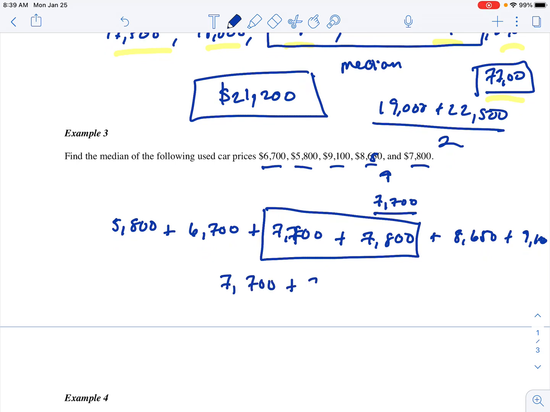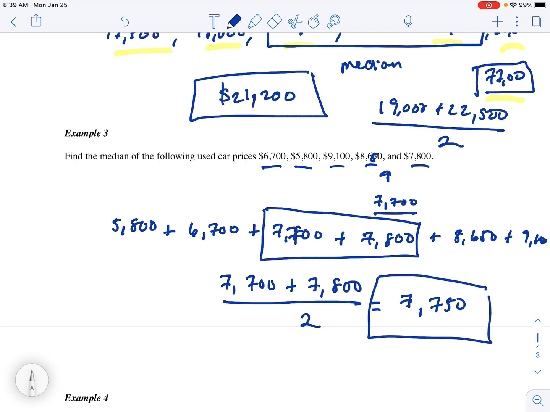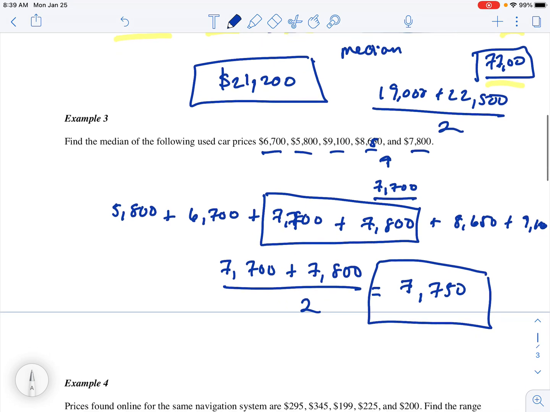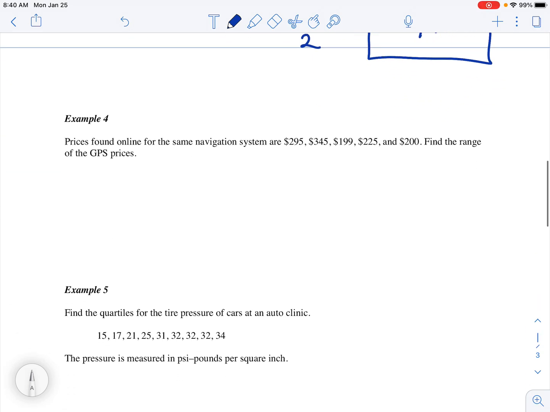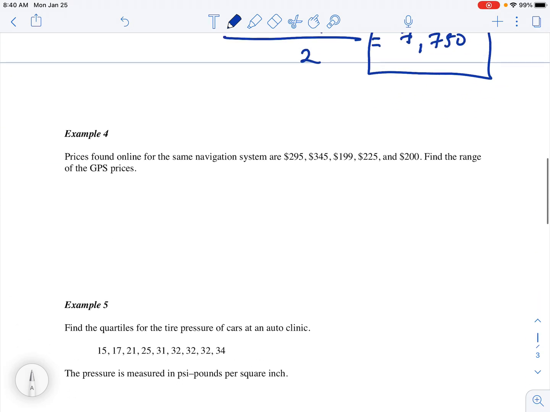7,700 plus 7,800 divided by 2, and we get $7,750. Now, on this one, you would kind of want to see if you want to take the mean or the median, which would be the best one to use. Okay, all right, let's go to example 4. It says prices found online for the same navigation system are $295.